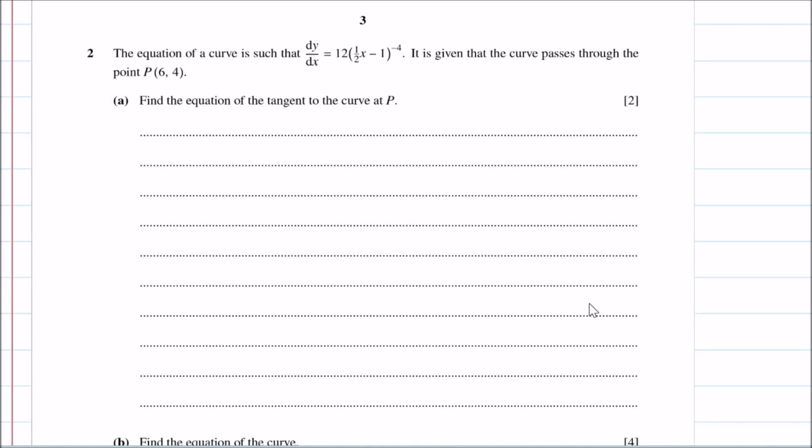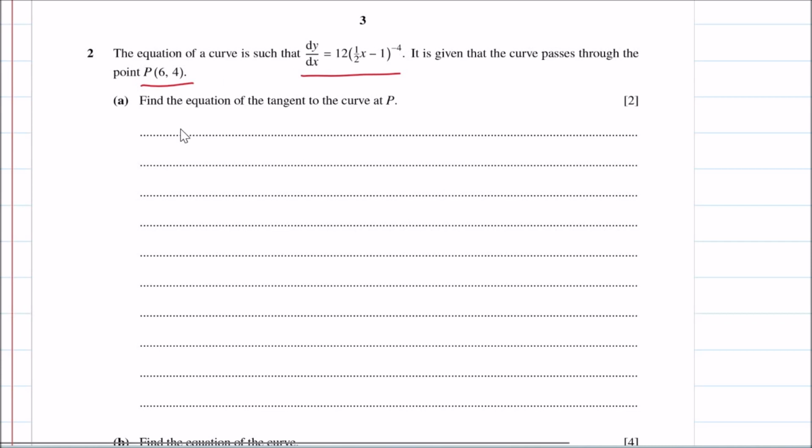So, to write the equation of the tangent, we need the gradient m. So, we will find m. dy by dx is already given, and we have a point also. So what we can do is find the gradient by substituting x equal to 6. That will give us the gradient of the tangent at the point P.